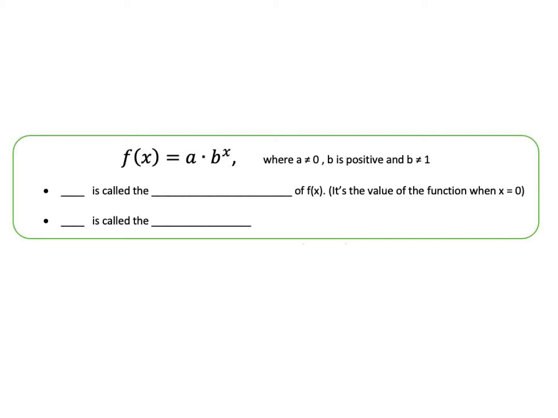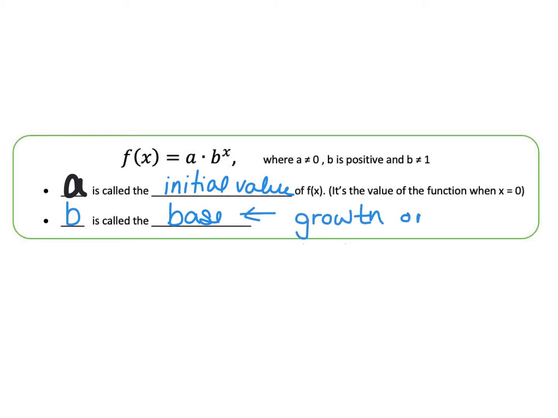Now, a is also called the initial value of your function. It's the value of the function when x is equal to 0. Where b is referred to as the base. This is also going to be, just looking ahead, our growth or decay factor. That'll help you when you're looking at word problems and applications.